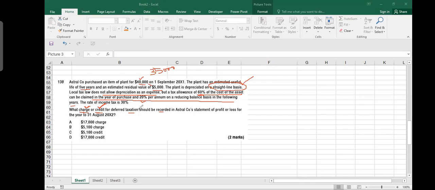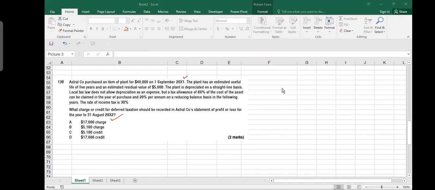So they ask you, what is the deferred tax credit or charge for the year ended 31st August 2002? Now, what does that mean? You are buying it on 1st September 2001 and you are putting it to 31st August 2002, which means the first year of operation. So in the first year, how will it work? Now, you have to see how you are going to charge it.